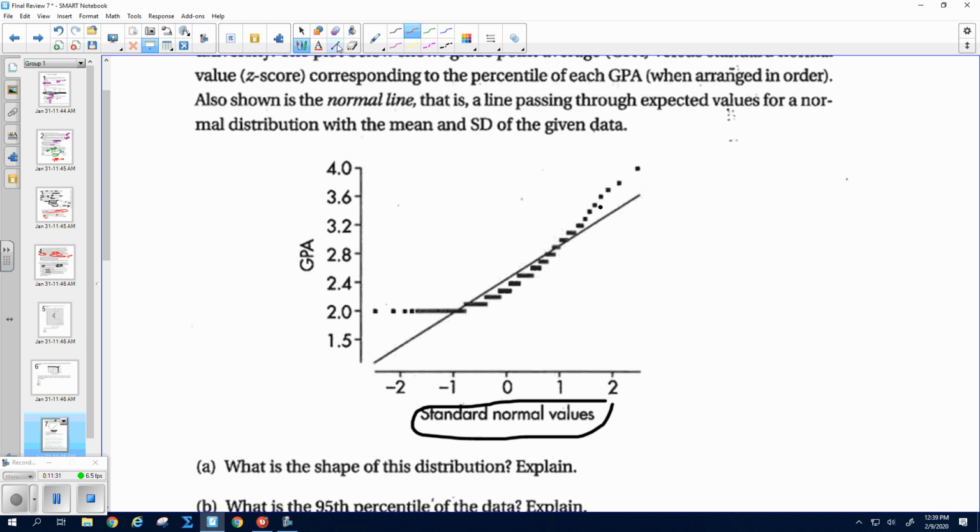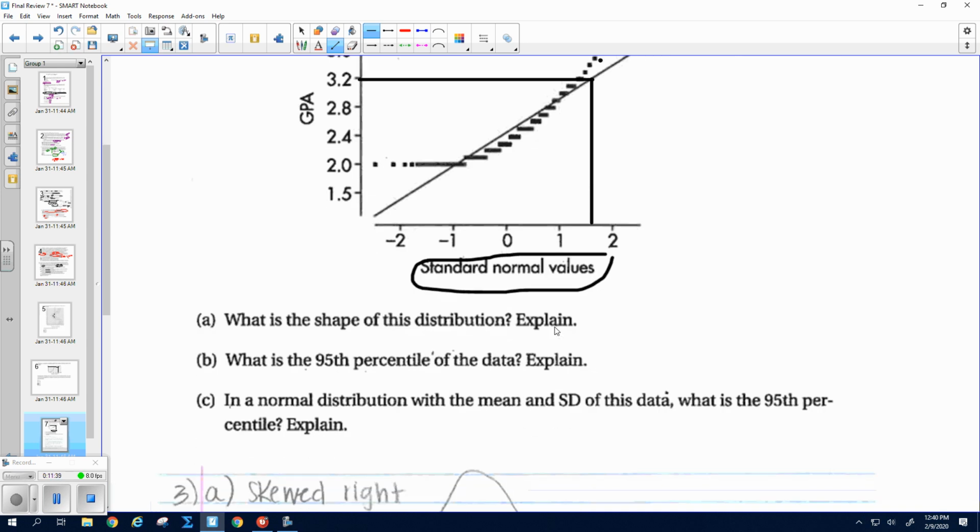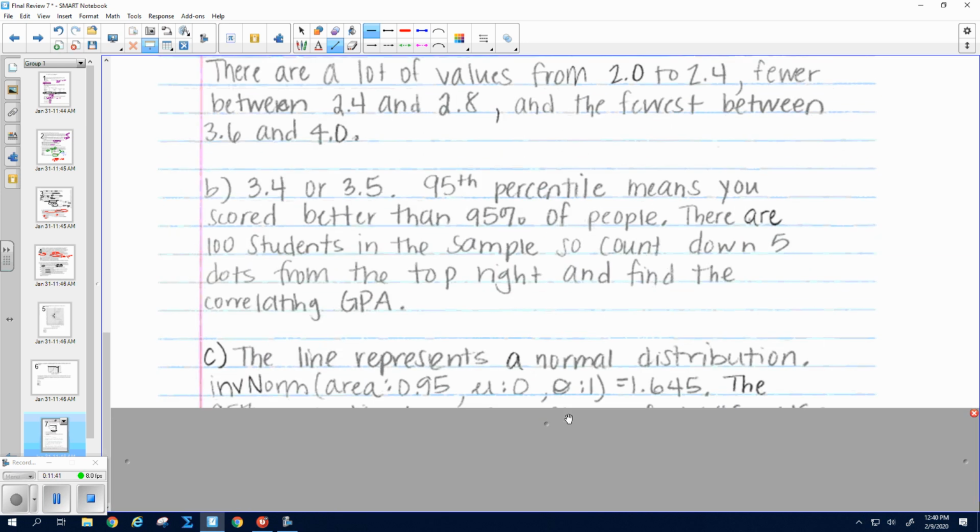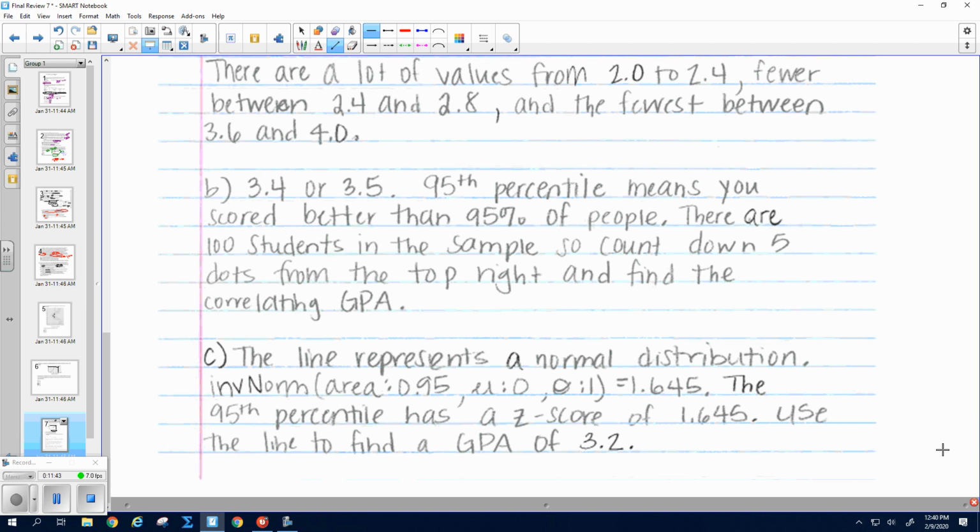So if you go to 1.645-ish on this graph, let's say that's about here, and you go to the normal line, because I want to know where it is if this was normal, that's about a 3.2 GPA. All right.